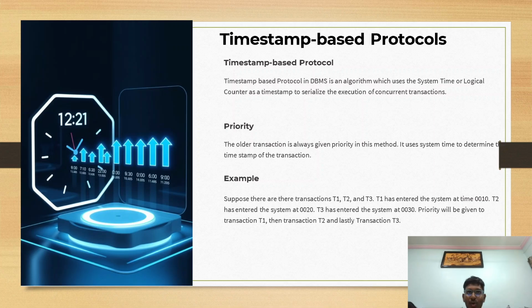Now, what are timestamp-based protocols? In DBMS, it is an algorithm which uses the system time or a logical counter as a timestamp to serialize the execution of concurrent transactions. The older transaction is always given priority in this method. It uses system time to determine the timestamp of the transaction. Suppose there are three transactions T1, T2, T3, and suppose T1 has entered at time 0010, T2 at 0020, and T3 at 0030. As T1 has entered earlier, it will be given priority first.